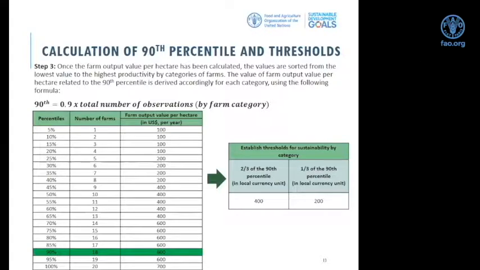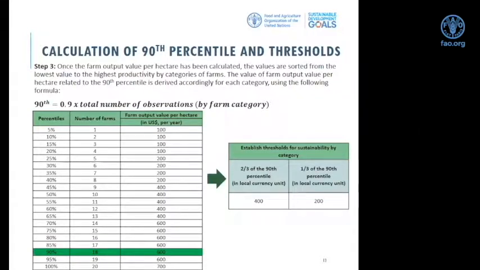Now, once we have this, another important step in calculating the farm output value per hectare indicator is to arrange the farms from lowest to highest in terms of their productivity per each category, okay? And then we will have to derive the 90th percentile.